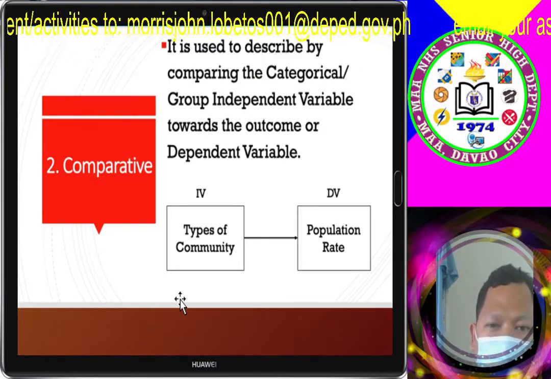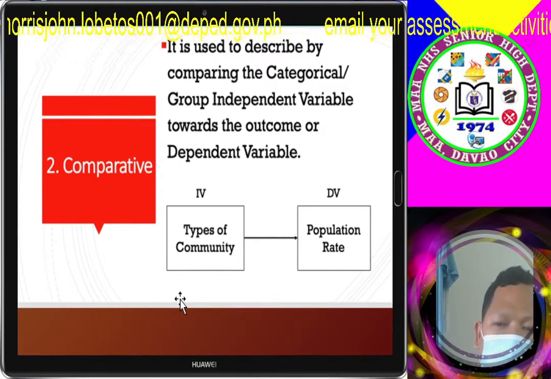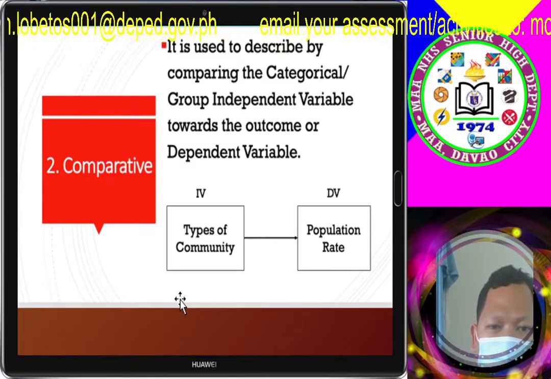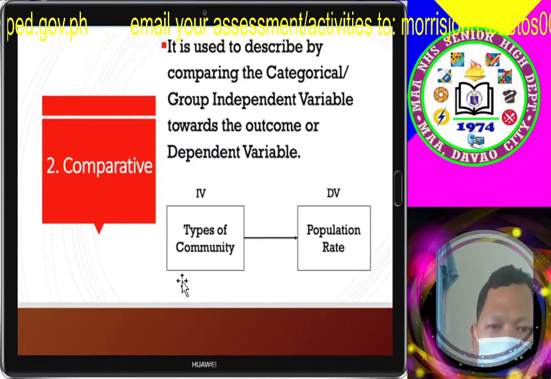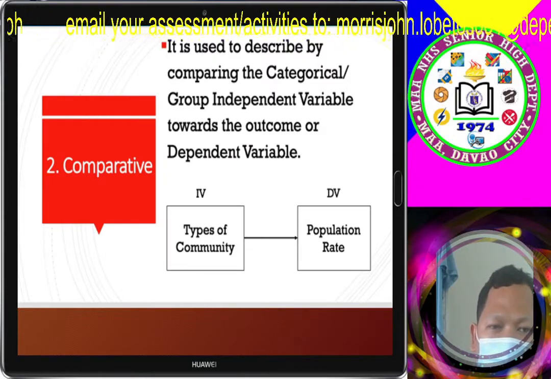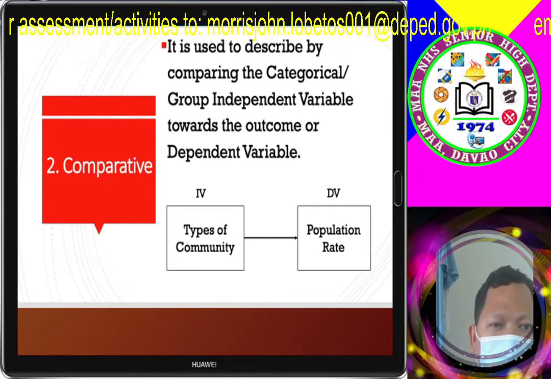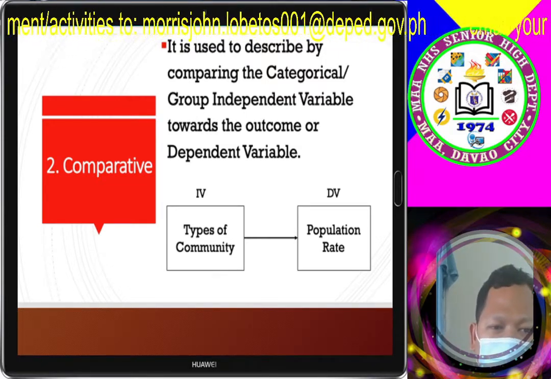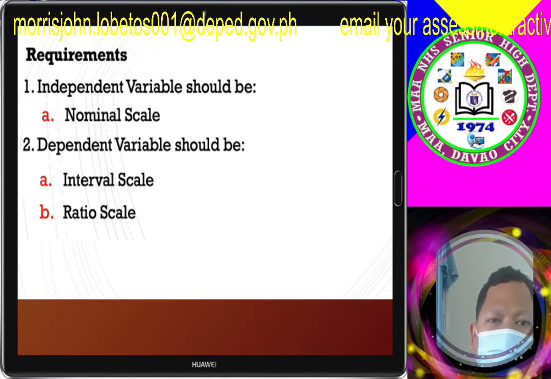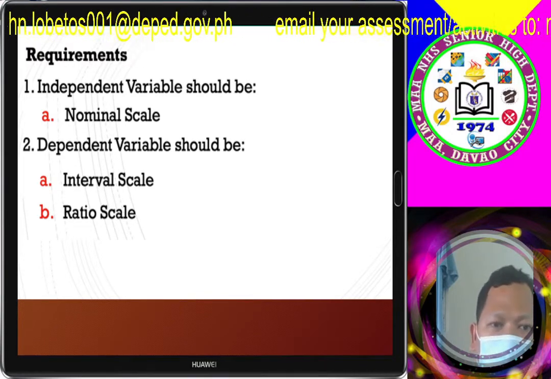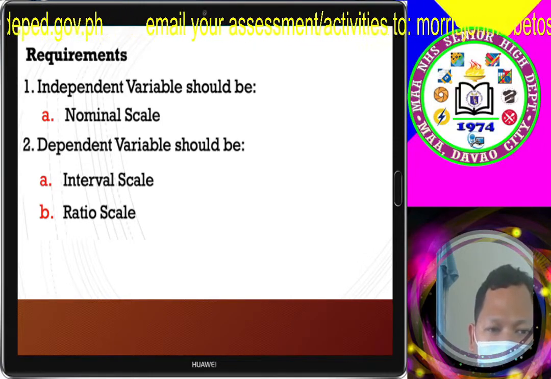These are the common types we are going to use in our study. Since you are a newbie in research, you will have this simple conceptual framework. We will not go to the complicated ones, so that is for advanced research. Okay, so requirements: number one, the independent variable should be nominal scale. Number two, the dependent variable should be interval or ratio scale.